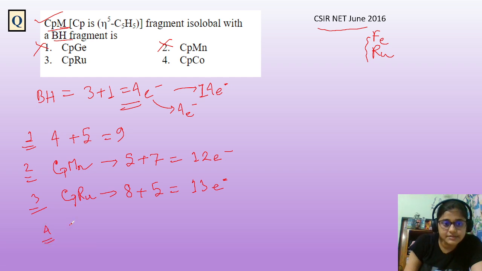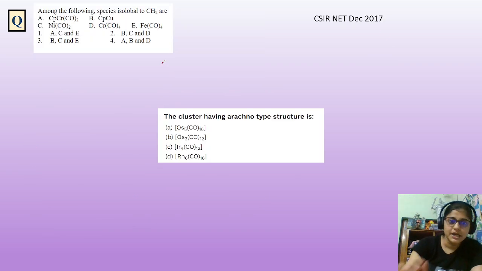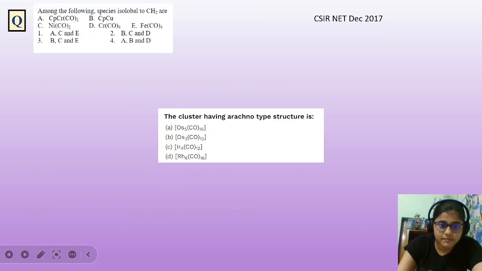4 is CpCo, which is 5 plus 9, right? So now you can see 14 electrons. So these and these are matched. So this will be the correct option.